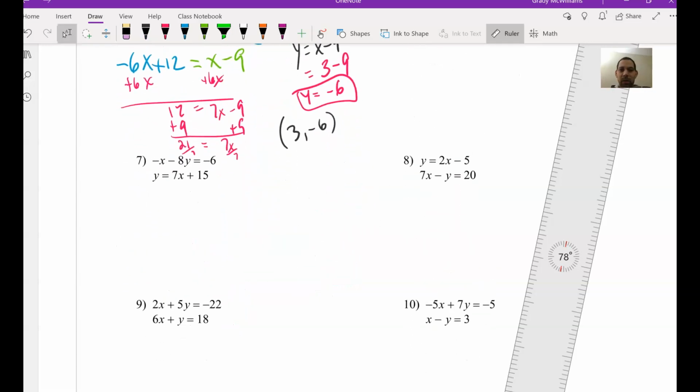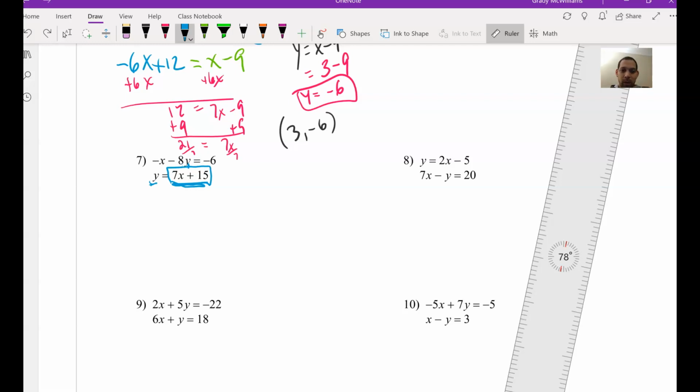We'll do the same thing here on number 7. Your first goal is to make sure that a variable is all alone. Well, look at this, y is all alone. It is equal to 7x plus 15. So in the first equation, I'm going to replace the y, right there, this y, with 7x plus 15.